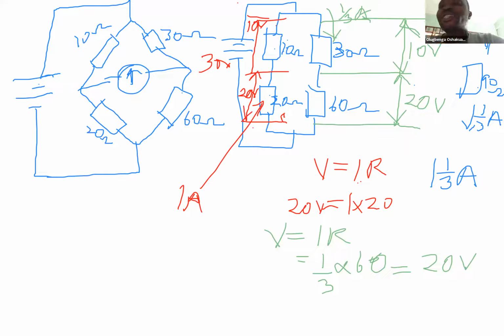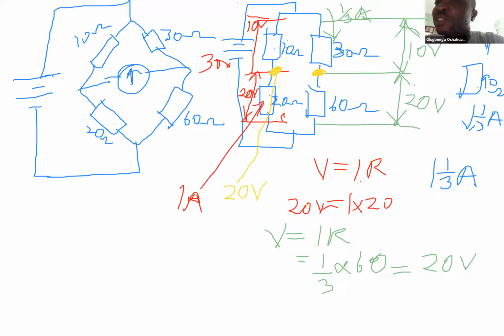When we say this battery is 30 volts, it is easy to say that the potential at the negative terminal is 0, while the potential at the positive terminal is 30 volts. When the potential here is 0 and here is 30 volts, we can easily check from this 0 what the value is at this point. Looking at what we have just calculated, the potential at this point is 20 volts.